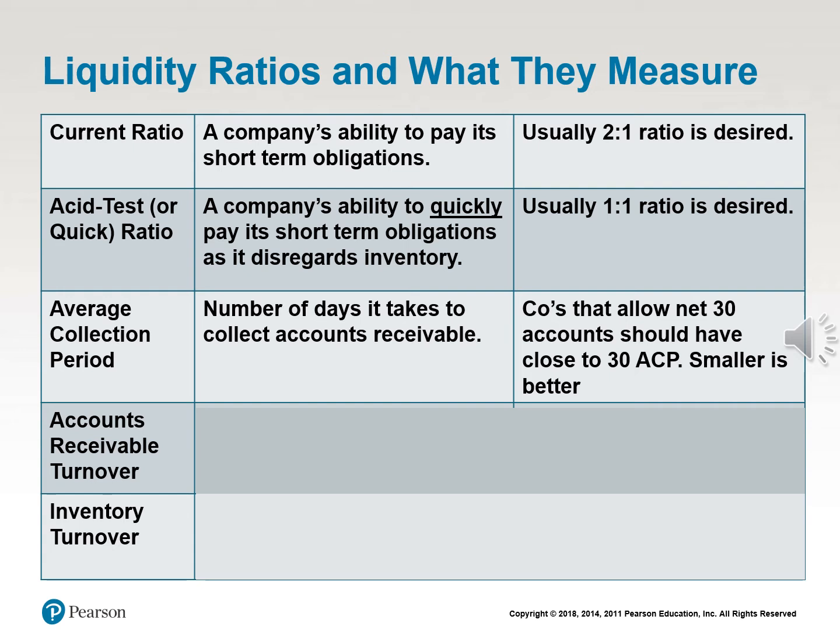Another measurement of liquidity is how quickly we collect our accounts receivable. Accounts receivable should be turned into cash rather quickly, and this is the measurement of that. The average collection period measures the number of days that it takes to collect accounts receivable. What's a good measurement of this?